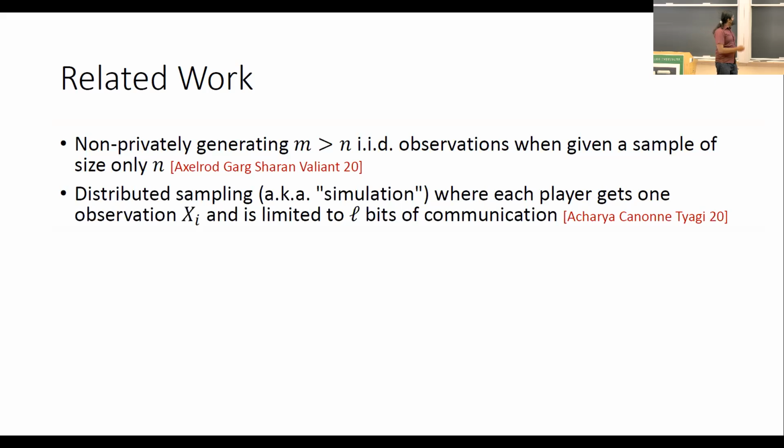And there's also been work on distributed sampling. In this problem, each user is given one sample from a distribution. But they're restricted in terms of how many bits they can communicate to each other, and their goal is to work together with this restricted communication to produce a single sample. This looks kind of like the local model, and this is work of Acharya, Kannan, and Tyagi.